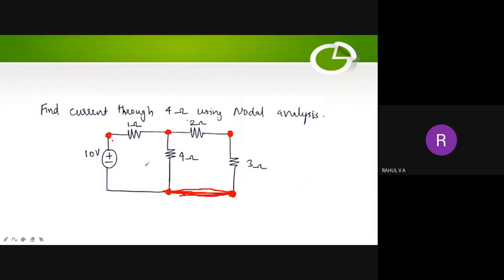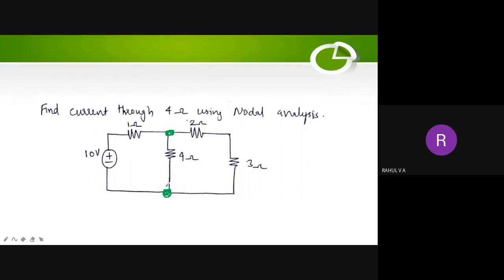And now there are two series nodes. As I said earlier, there are two series nodes. One is this one, second is this one, because only two branches are connected to that particular node. 10 volt and 1 ohm resistor is connected, so this is one series node. Here 2 ohm and 3 ohm resistors are connected, so this is another series node, so you can neglect that, no need to consider. Now what you have is, you have a node here and another node here. Only two nodes you have.